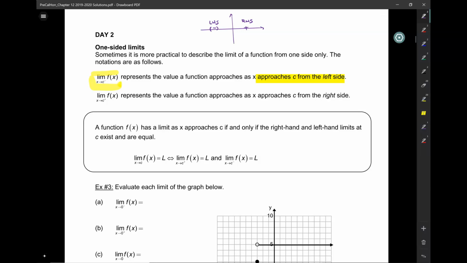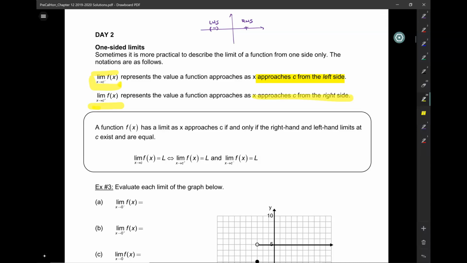So I say the limit of f of x as x approaches c from the minus side, that's from the left-hand side. And then if I say the limit of f of x as x approaches c from the positive side, what I mean is as x approaches c from the right-hand side.